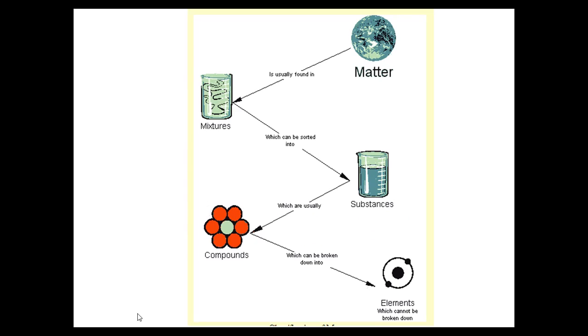Okay, so when we look at matter around us, most of the stuff that we see around us is a mixture, either of pure substances or more likely compounds. These mixtures can be sorted into substances. These, like I said, are usually compounds. Sometimes there might be elements, but not as frequently. And these compounds can be broken down into the pure elements, which we see on our periodic table.